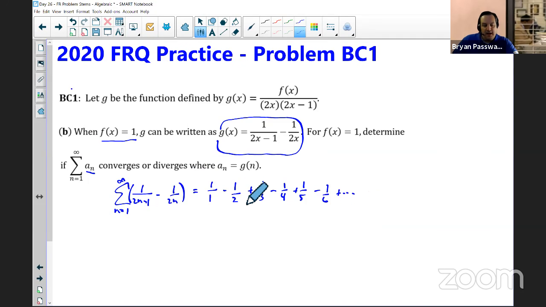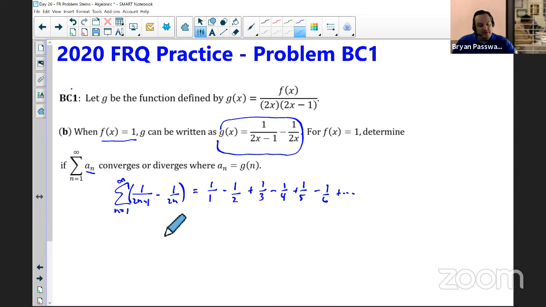And do you see the pattern, what's happening here? Once I plugged in some terms, it became a little bit more obvious what we have. So I don't even need to combine these terms. I just get this long series, 1 minus a half plus a third minus a fourth plus a fifth. And do you recognize what that series is? That's just the alternating harmonic series, isn't it? All right, this is the alternating harmonic series.